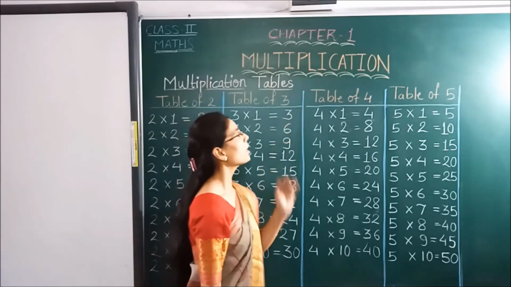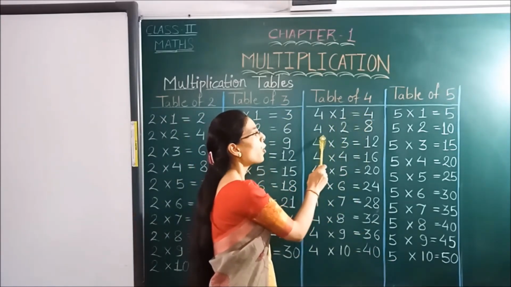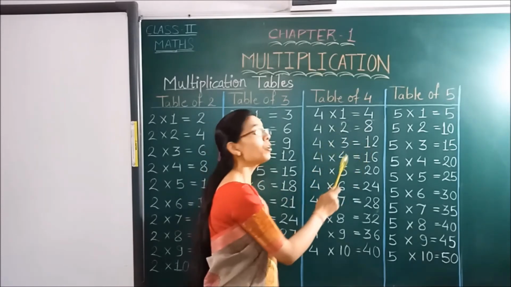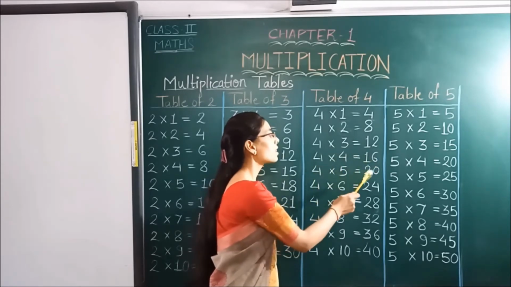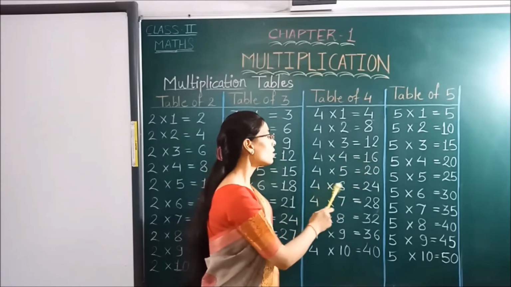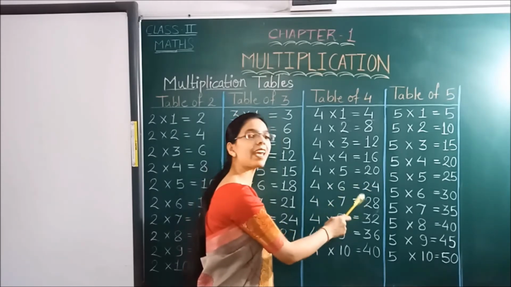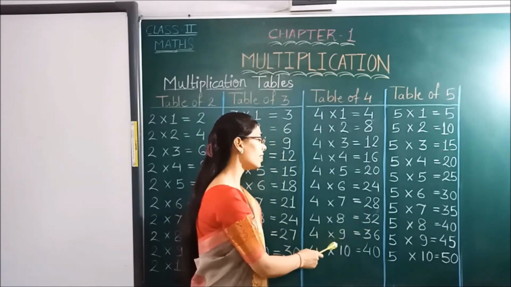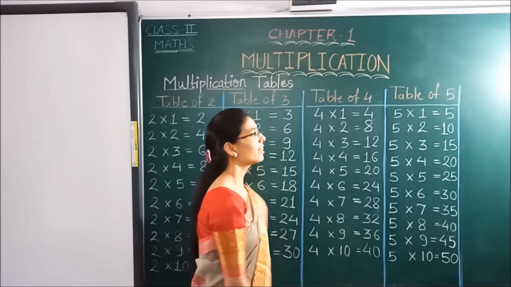Okay, then table of 4. 4 ones are 4. 4 twos are 8. 4 threes are 12. 4 fours are 16. 4 fives are 20. 4 sixes are 24. 4 sevens are 28. 4 eights are 32. 4 nines are 36. 4 tens are 40.